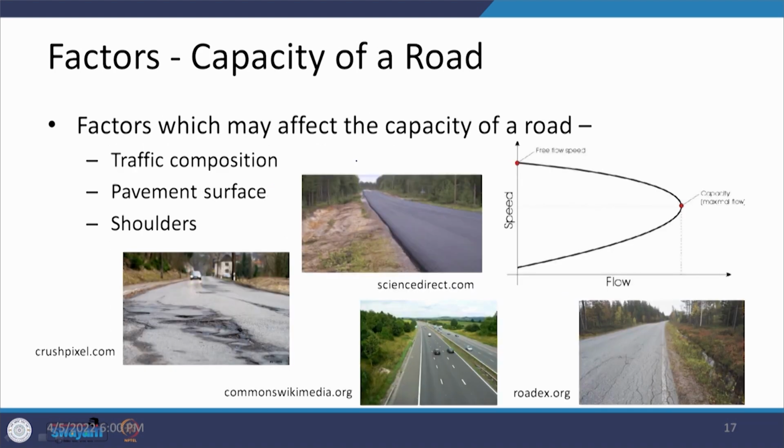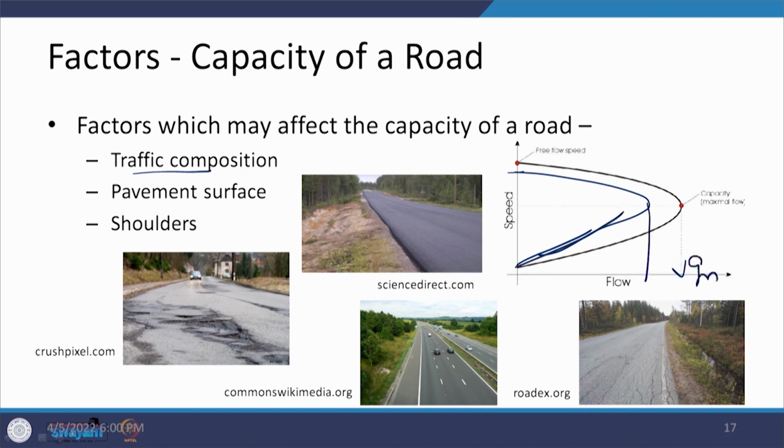Let us look at certain factors which are going to make a difference here. When you look at factors, traffic composition is the very first thing. As I already said, traffic composition is going to create an impact: if there are bigger vehicles, they take more space, and they will be moving at a lower speed. So my graph in this case can be something like this. My capacity is reducing.